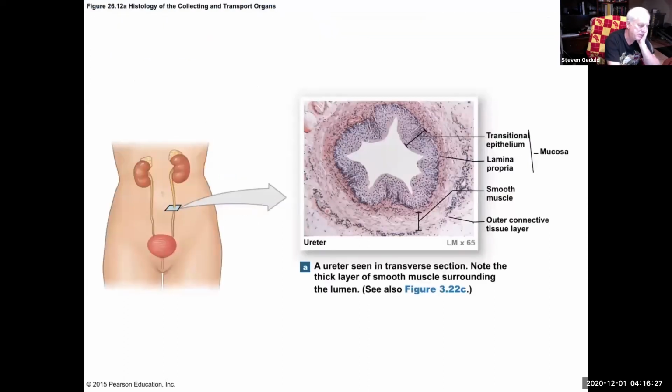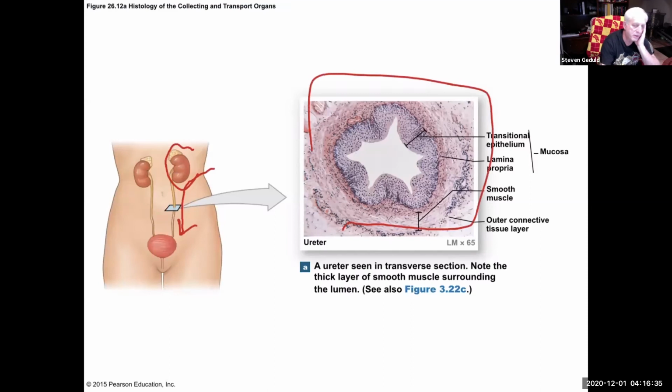So here's the kidneys, adrenal glands, and it flows through the ureter into the urinary bladder. And this is a light microscope picture of the ureter. It has a mucosa layer around it, smooth muscle, and its outer connective tissue layer, adventitia.